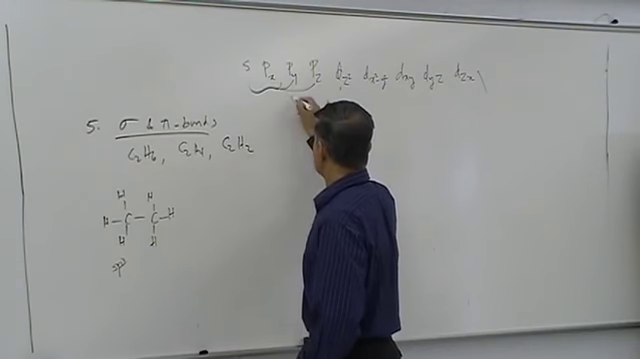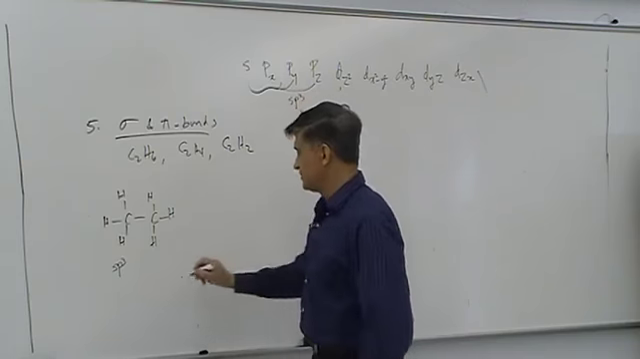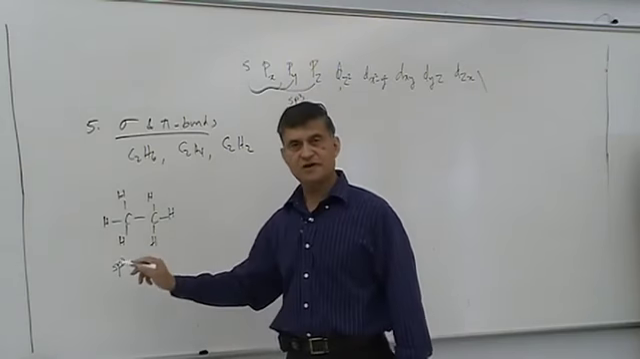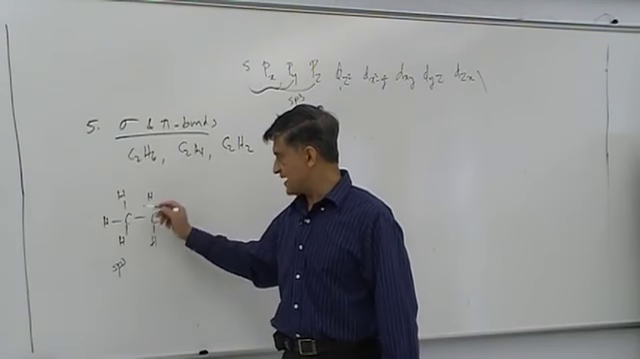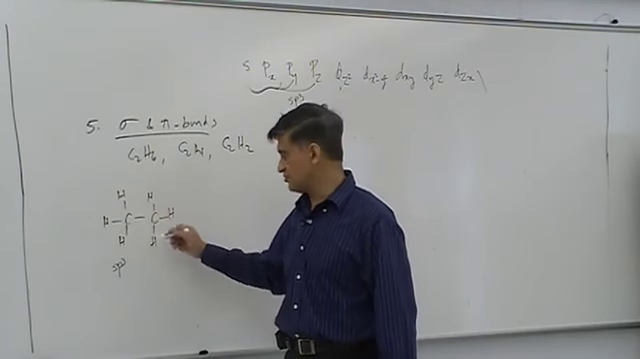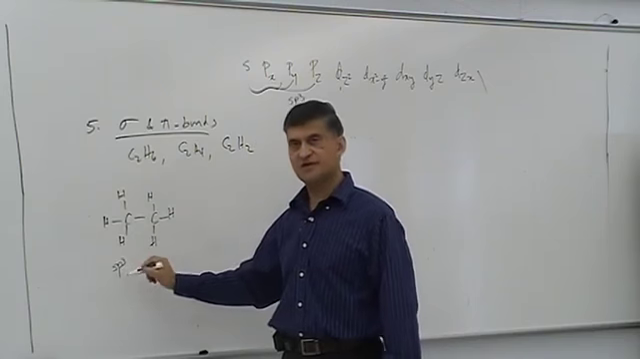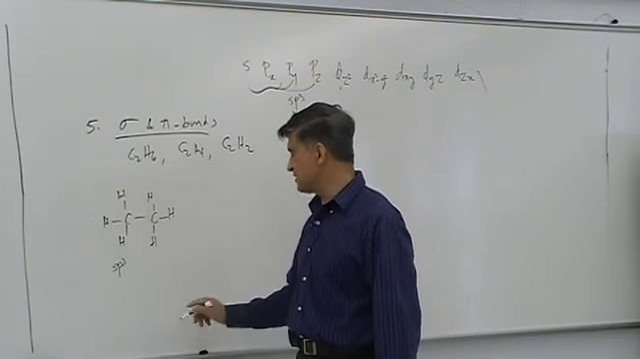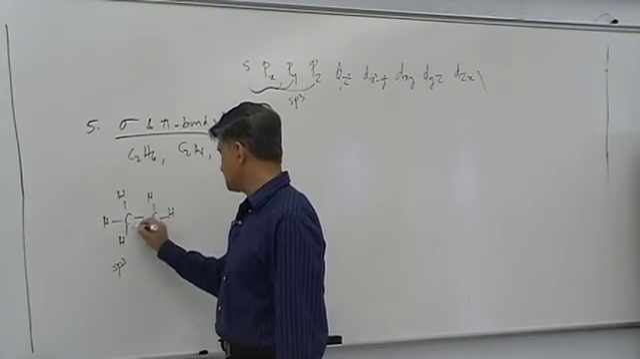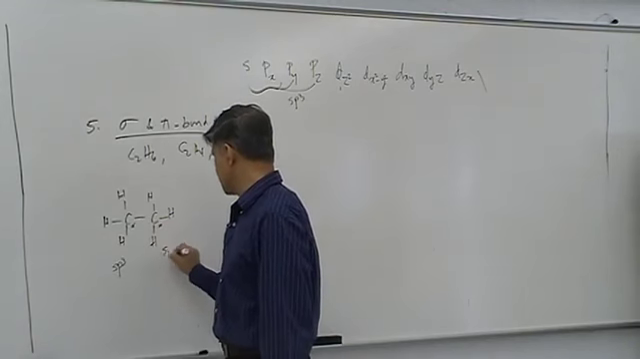So each of these carbons has sp3 hybridization. If you look at the periodic table, carbon has valence orbitals s, px, py, and pz with electrons. When you use sp3, you use up all the p orbitals, so these will all be sigma bonds. This is also sp3, this is also sp3.